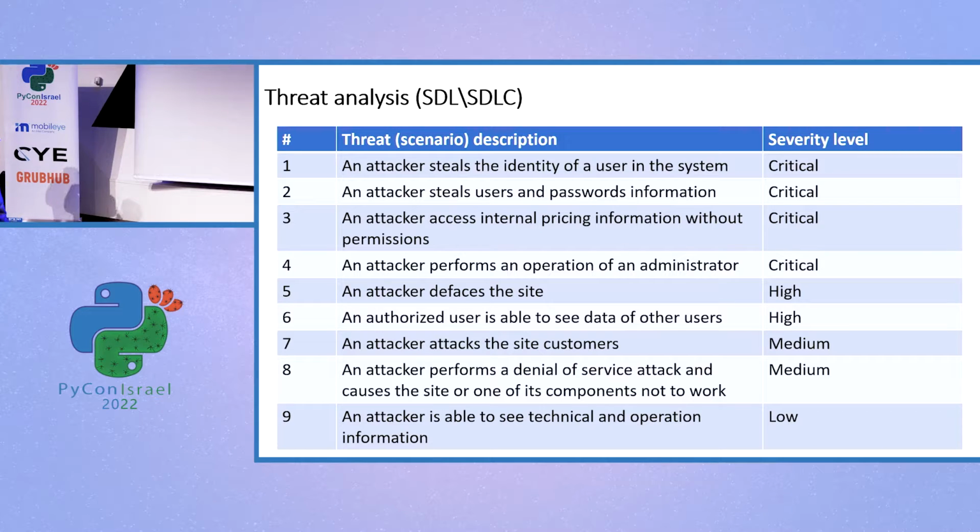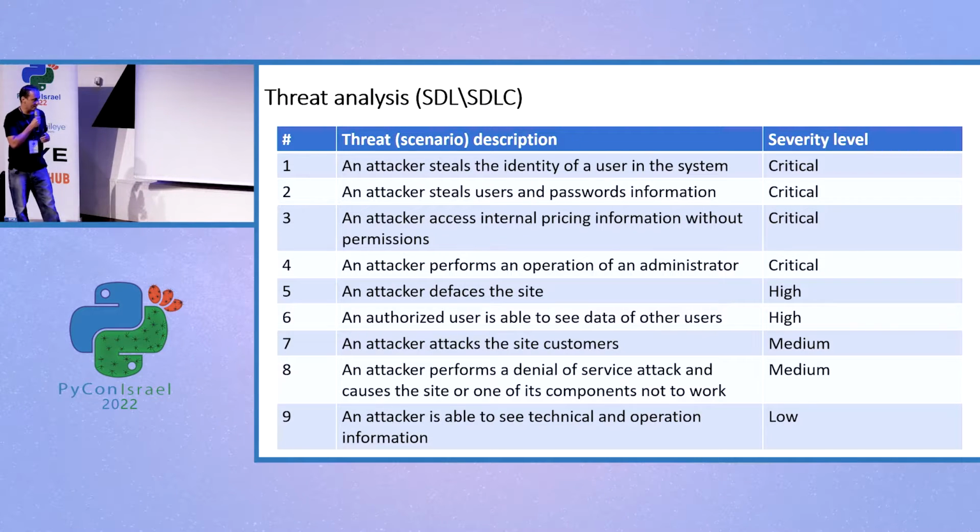An attacker steals the identity of a user in the system. This is a critical severity threat. An attacker steals users and password information, also critical. Number 5, an attacker defaces the website. Defacement is an attack that changes the look of a homepage. This is a high severity threat.